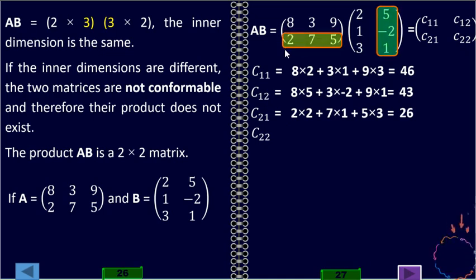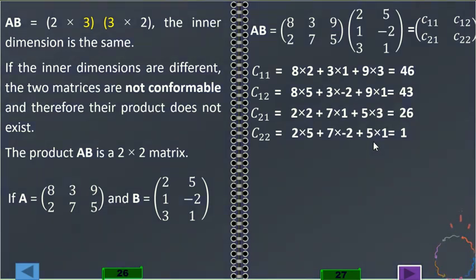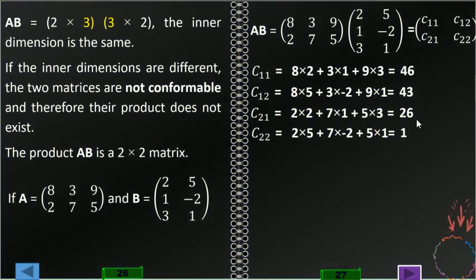So we have 2 multiplied by 5, 7 multiplied by minus 2, 5 multiplied by 1. So we have that as our answer. So we have done that. We have gotten the elements of the product AB. So then AB will be equal to putting those elements in their corresponding positions. So that is the multiplication of a matrix by another matrix.